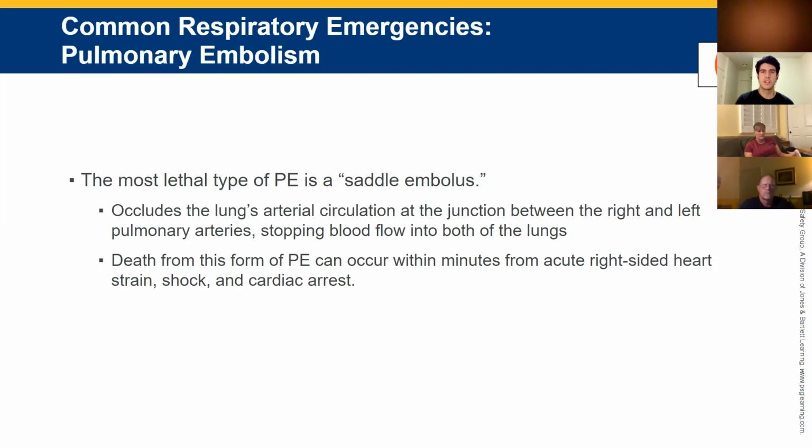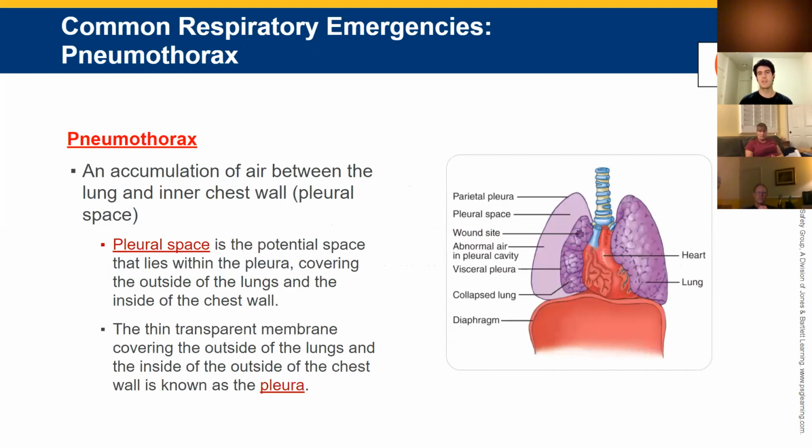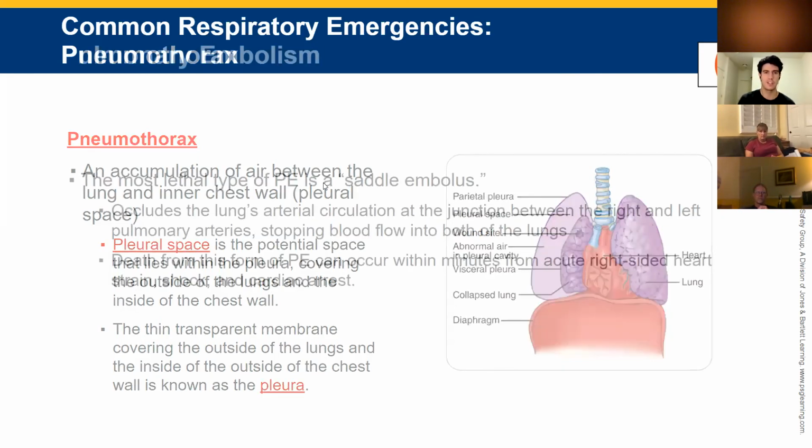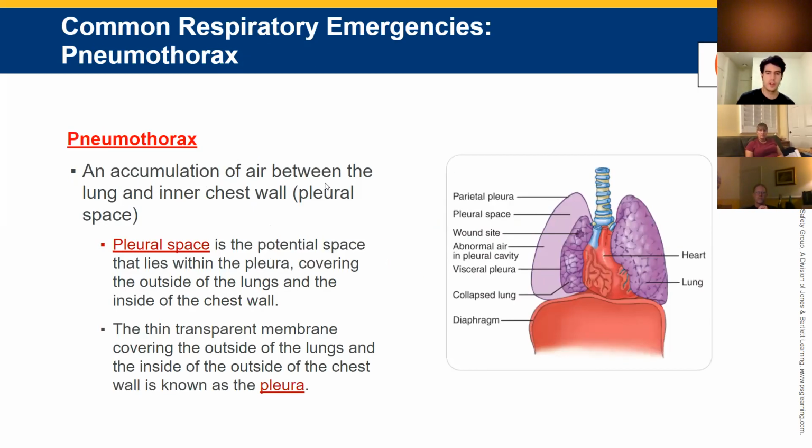All right, a big PE is called a saddle embolus. That's because the big artery right here in the middle of your chest looks kind of like a saddle. If you get a PE big enough to lodge right in that giant artery in the middle of your chest, that is almost always fatal. Any PE should be treated the same though. If someone has pain and difficulty breathing, you just give them oxygen and transport. These are kind of arbitrary classifications. They're going to be treated the same. All right, any questions on PEs?